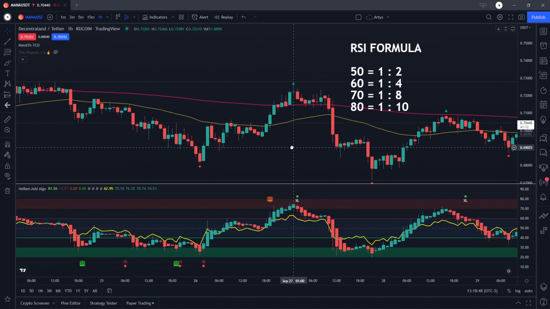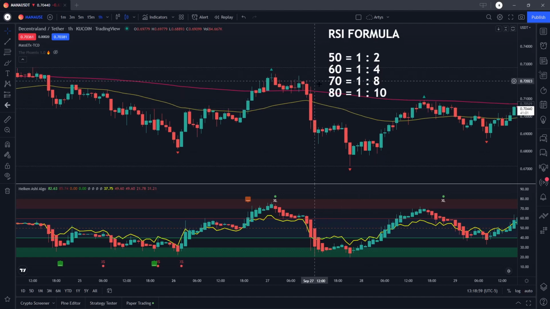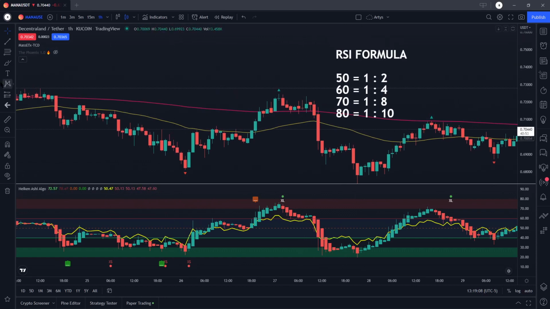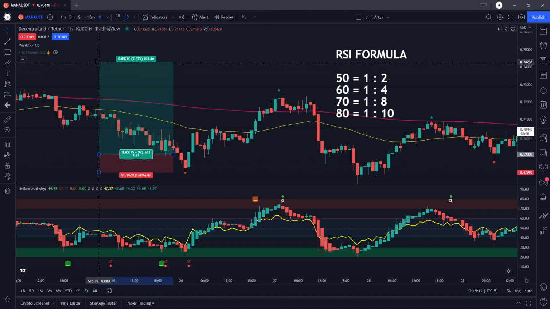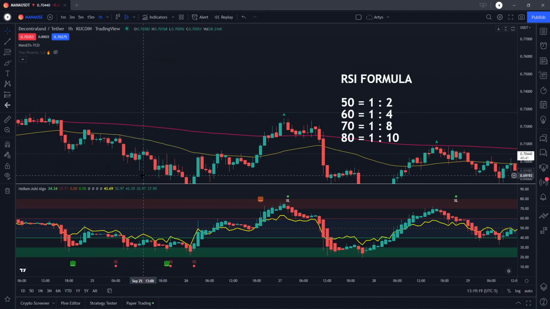Now, first, let me describe to you the ratio, okay? If your RSI is in the 50s, you have a 1-to-2 risk reward. If it's in the 60s, it's a 1-to-4. If you're in the 70s, okay, your RSI, if it's registering in the 70s, it's a 1-to-8. And if it's in the 80s, it's a 1-to-10. Literally, you can go 1 to 10. I can't even get there on my screen. You can take a trade like that long, all right?